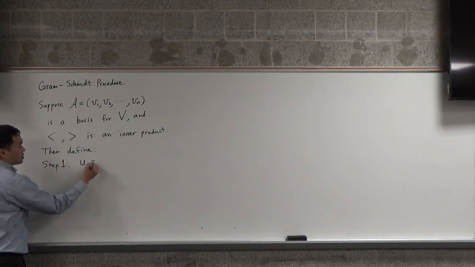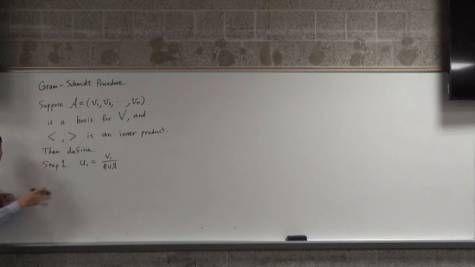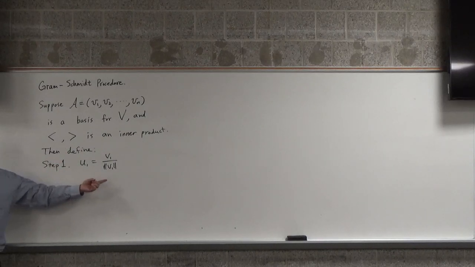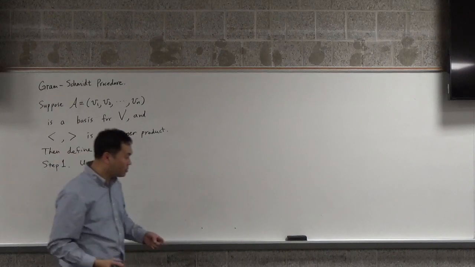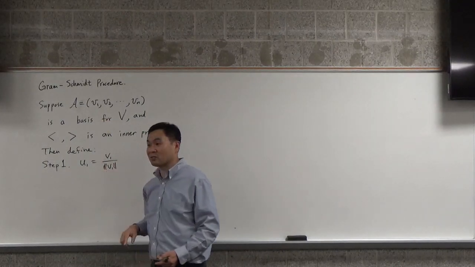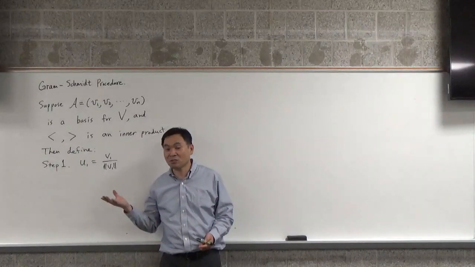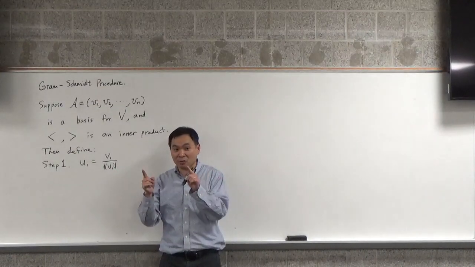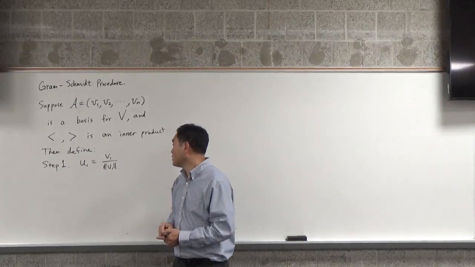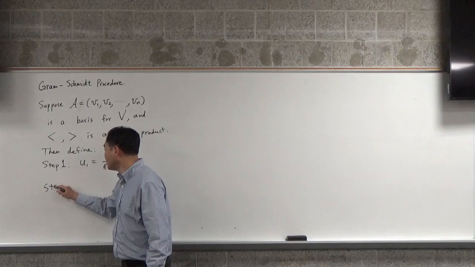let u1 be, take v1 and divide it by its size. If you have an inner product, that automatically defines the norm, right? So we have the norm as well. And what you do is you take the very first element and divide it by its size. What does this do? It makes it a unit vector, right? It resizes it so that the size is 1.